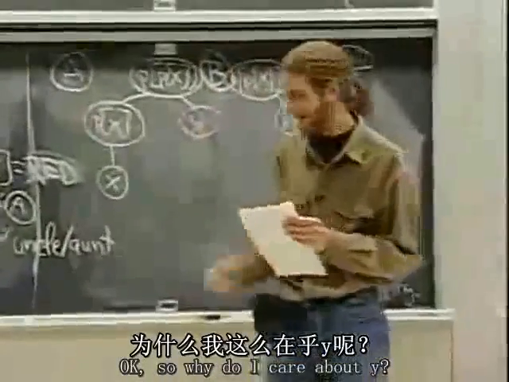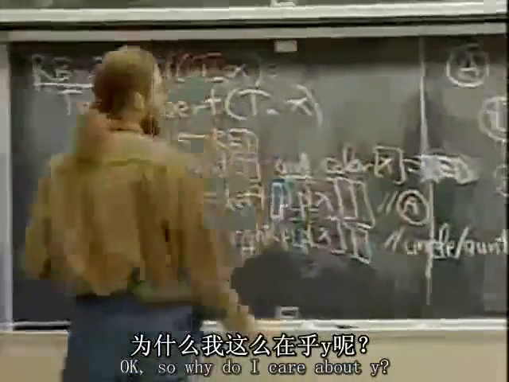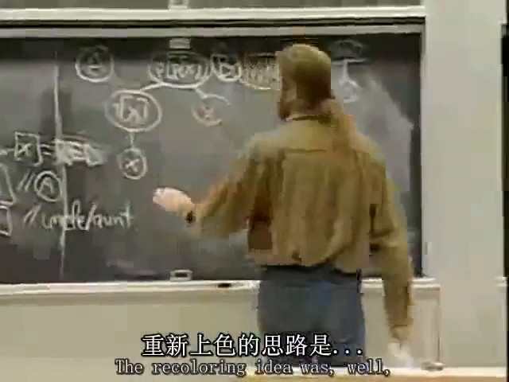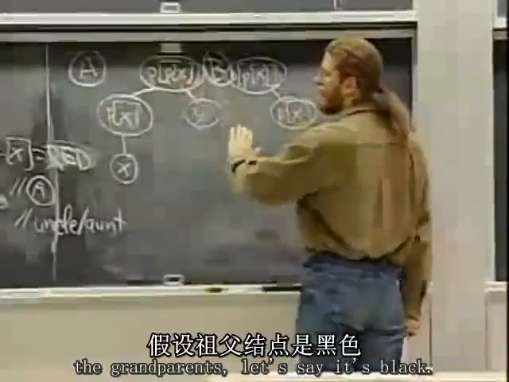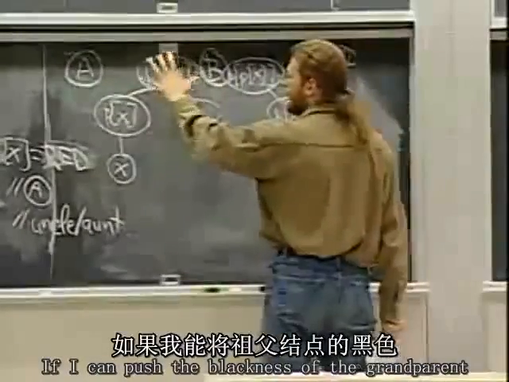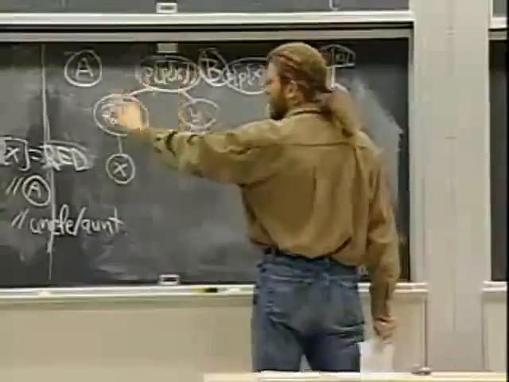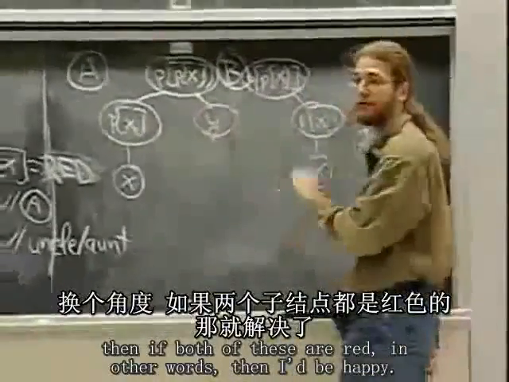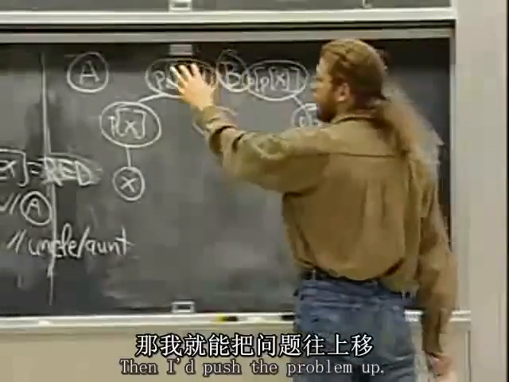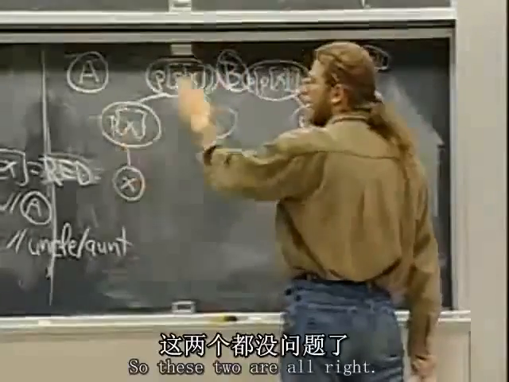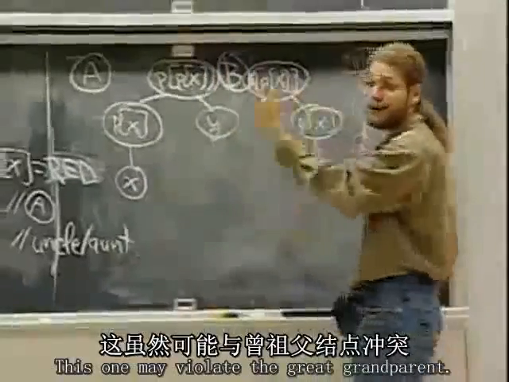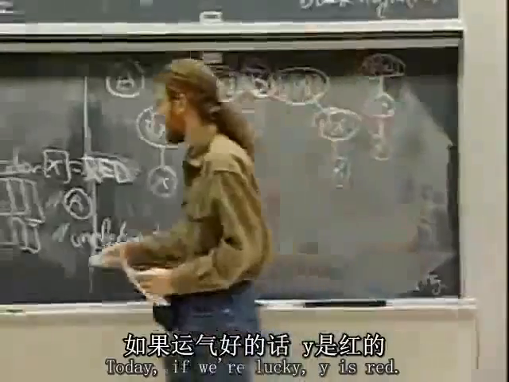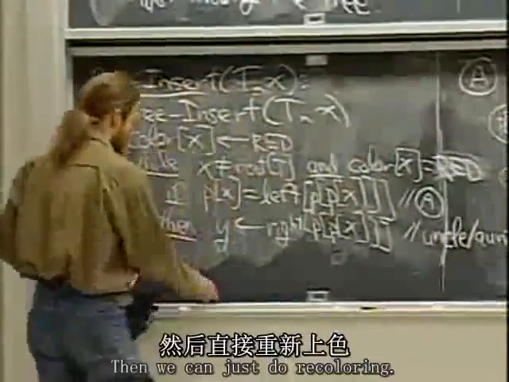All right. So why do I care about y? Because I want to see if I can do this recoloring step. The recoloring idea was, well, the grandparent is, let's say it's black. If I can push the blackness of the grandparent down into the 2 children, then if both of these are red, in other words, then I'd be happy. Then I push the problem up. This guy's now red, this guy's black, so these 2 are all right. This one may violate the great-grandparent, but we'll just keep going up and that will be fine. So if we're lucky, y is red. Then we can just do recoloring.